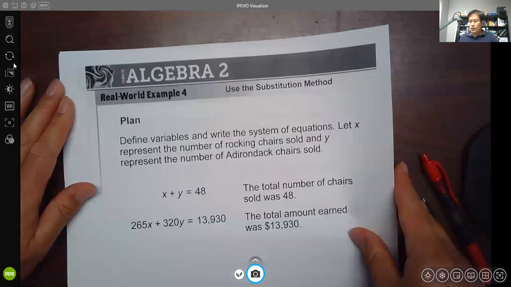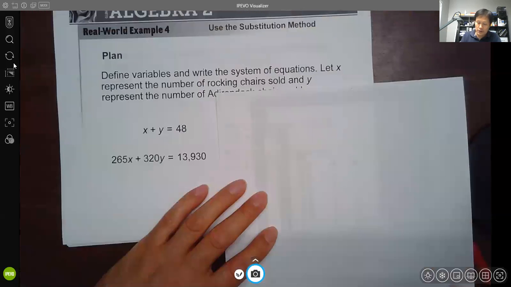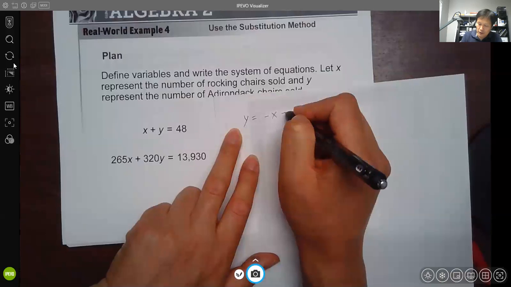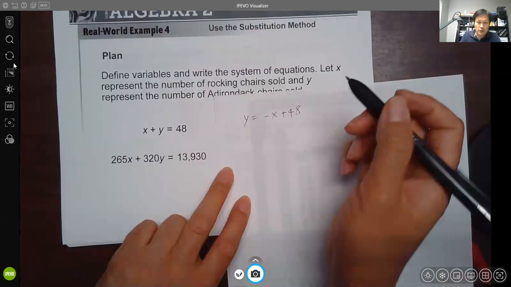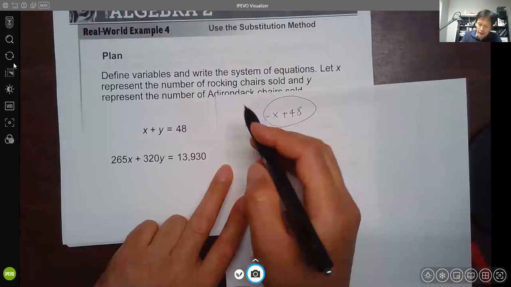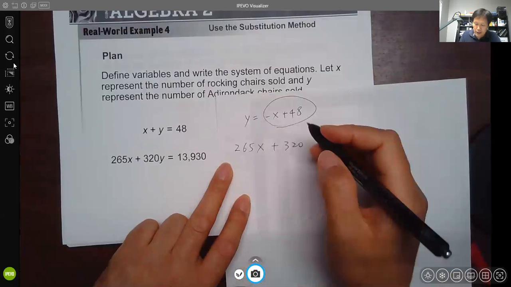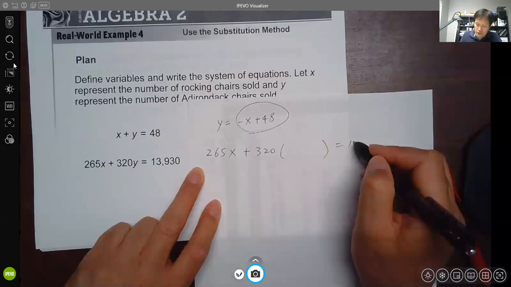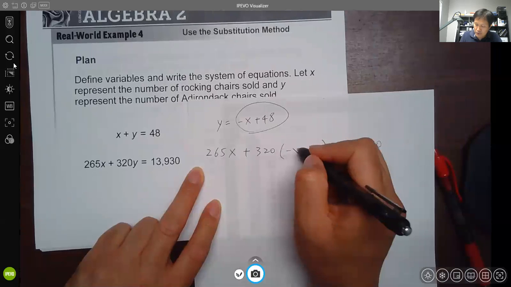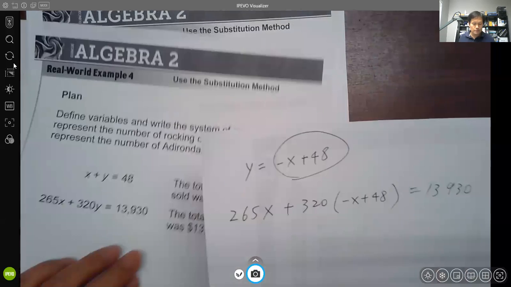So here, what they did, solve for y here. So y equals minus x plus 48. Then they are substituting that into here. So 265x plus 320y equals 13,930. But instead of y, they plugged in minus x plus 48. It's called substitution. You learned that from Algebra 1.